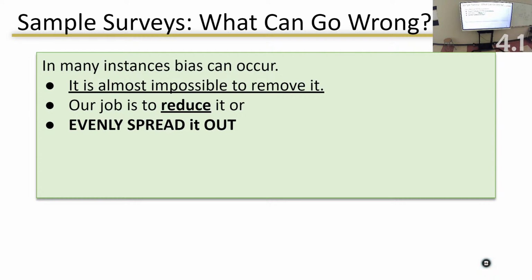Okay, how are we doing? Everybody okay with all that stuff? All that talk about bias. Maybe 1/40 of the AP test.